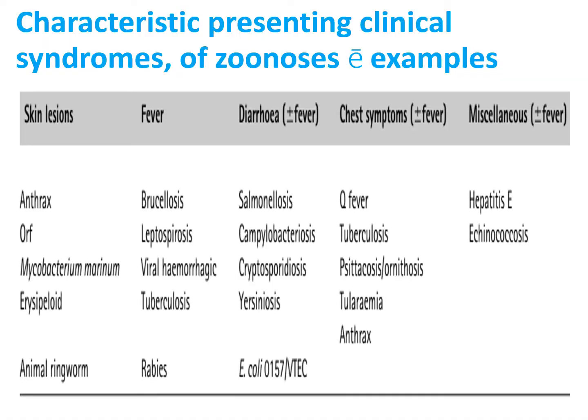These are characteristic presenting clinical syndromes of zoonosis with examples. Of course, Leptospira is one of them. They are either skin lesions, fever, diarrhea with or without fever, chest symptoms, miscellaneous with or without fever. As you see here, leptospirosis is one of them.